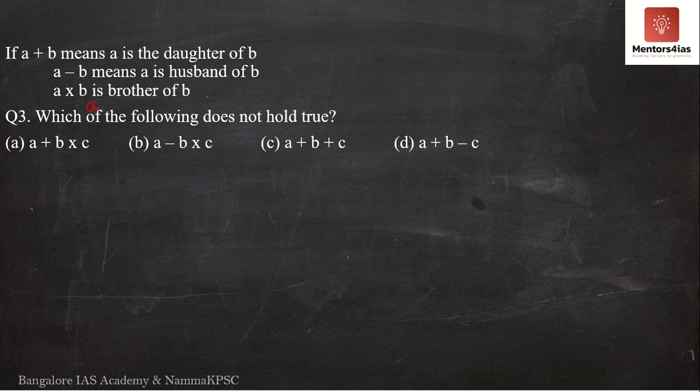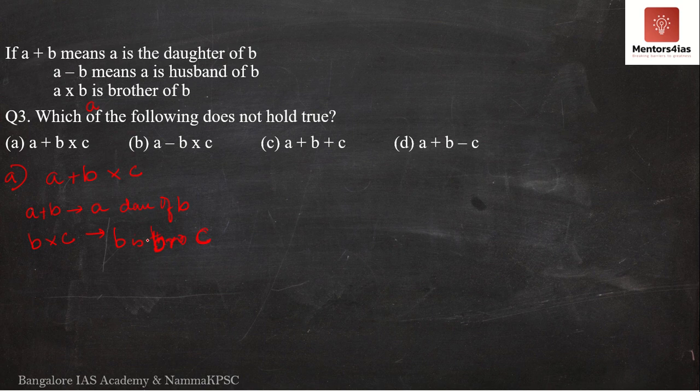Now if the question is asking which of the following is not holding true, then we have to consider each and every option one by one. So let me take the first one. The first one says A plus B cross C. Then what does this mean over here? A plus B means nothing but A is the daughter of B. Then we have B cross C. This means B is the brother of C.